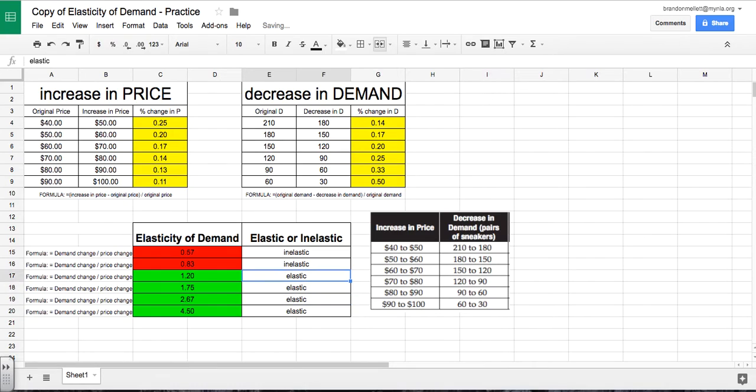And that's how we calculate elasticity of demand. We take the increase in prices, we take the decrease in demand, we find the percents for both, and then we divide them against each other to calculate what they mean. If it's in red, it's inelastic. If it's green, it's elastic, and we indicate that in this section here.